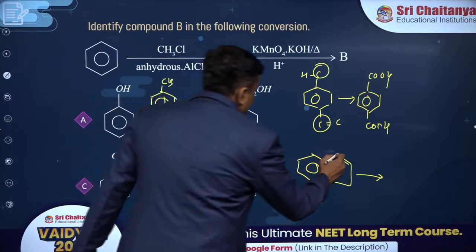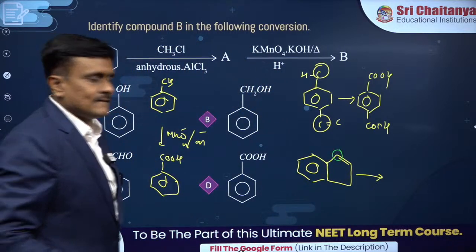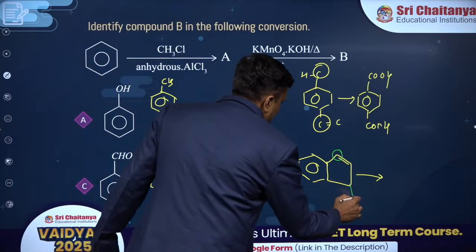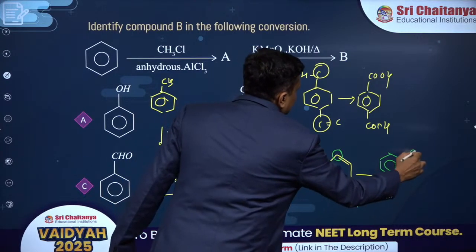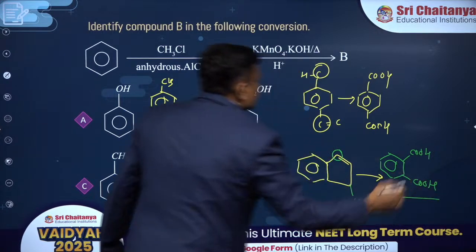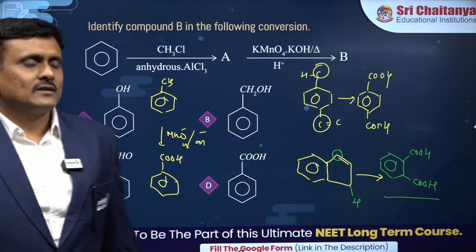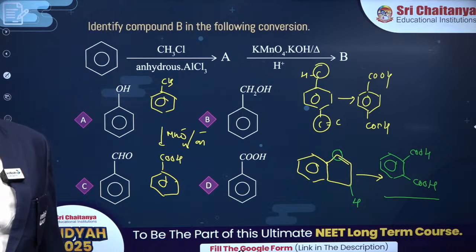See, buddies, this has the unsaturation. It has a double bond, isn't it? And this has alpha hydrogen. So both of these groups will be converted into COOH, isn't it? Phthalic acid. This is a previous NEET question. What is the product obtained? Phthalic acid. Have you understood, Anish? Do you understand what I said exactly?